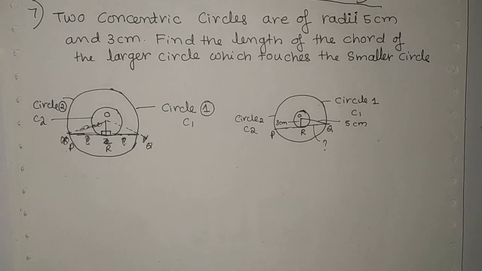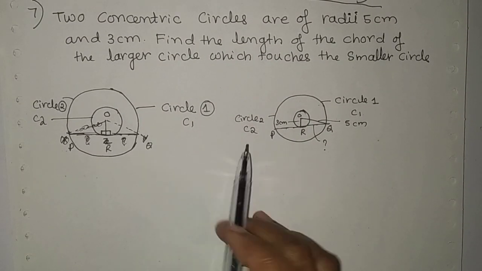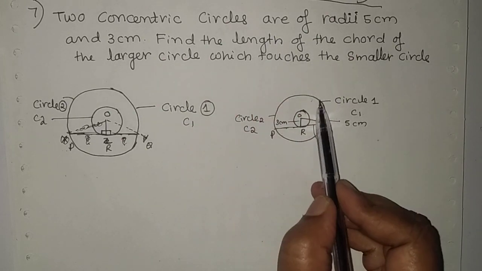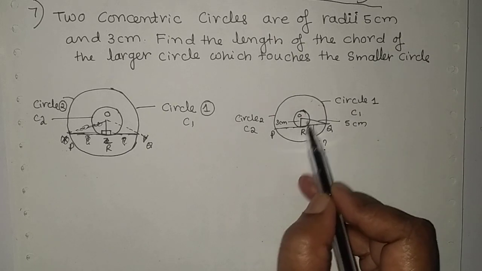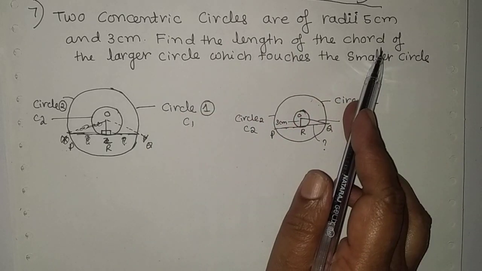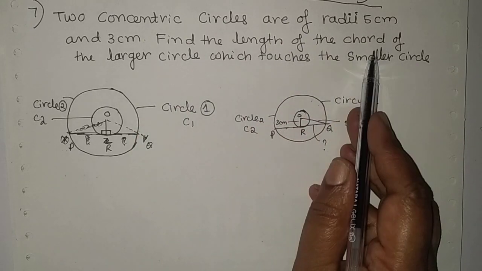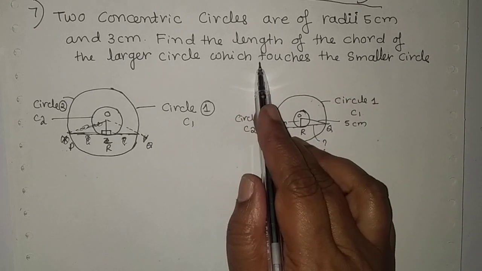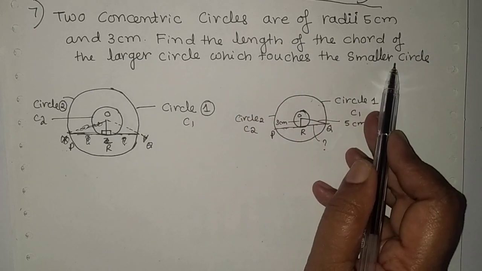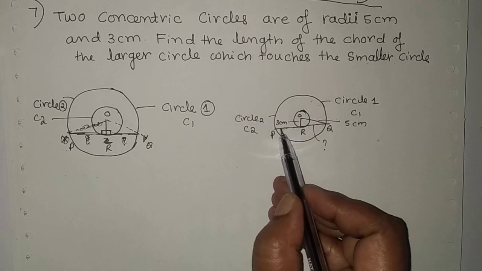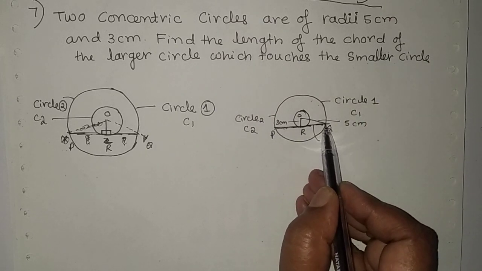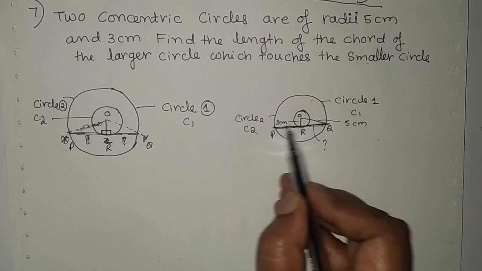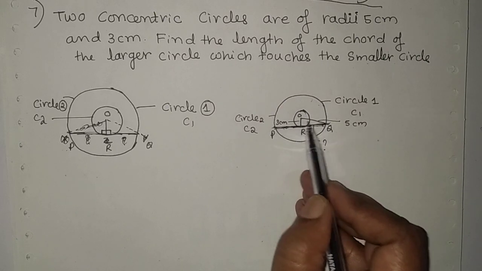Seventh problem is the concentric circles. A circle inside a circle is called concentric circles. Two circles are given with radii 5 centimeters and 3 centimeters. Find the length of the chord of the larger circle which touches the smaller circle. So this is the line which touches both the ends of the larger circle and also the small circle.